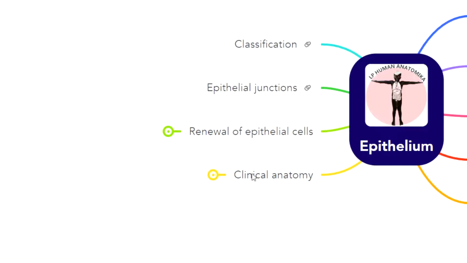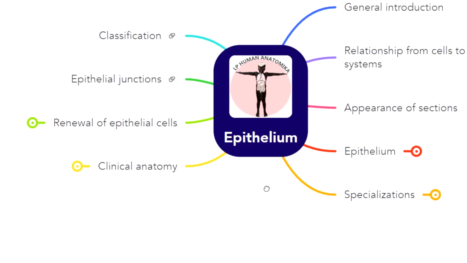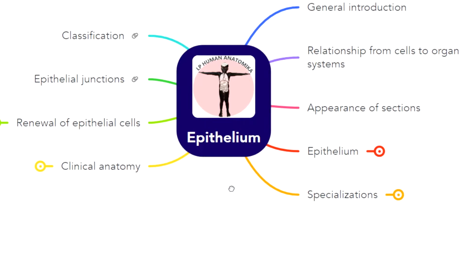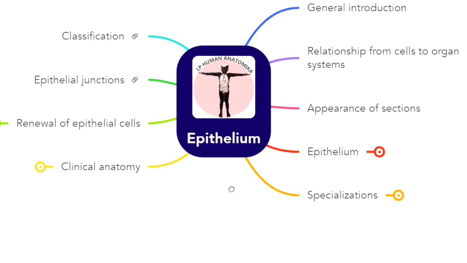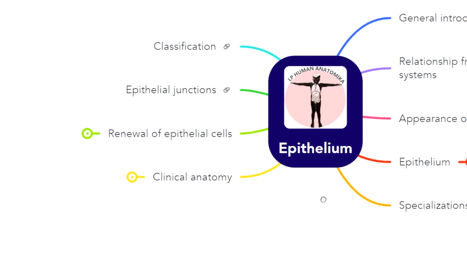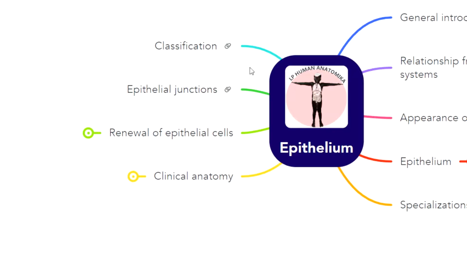Now coming to the next section, that is the epithelial junctions. We have finished the general introduction, relationship from cells to organs, then appearance of sections, epithelium, then the introduction of the epithelium, its features, classification, then the functions of the epithelium, then specializations, that is surface modifications, and then we have come to the classification. Now coming to the epithelial junctions.